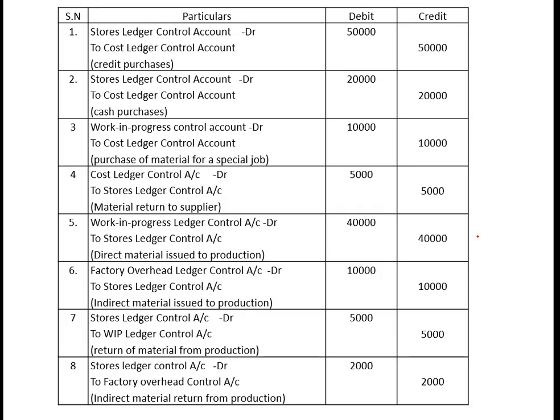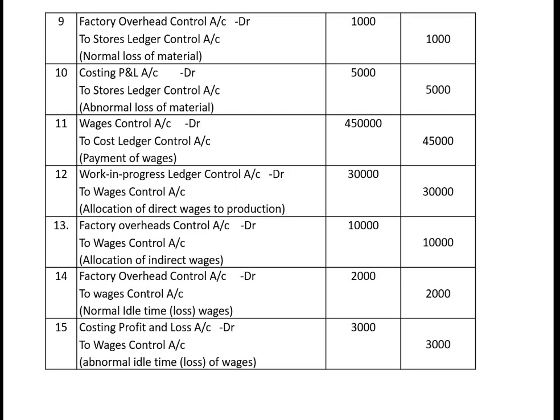So it's the reverse entry of entry number 6: store ledger control account debit to factory overhead control account, amount is rupees 2000. Then entry number 9, normal wastage of material, 1000.